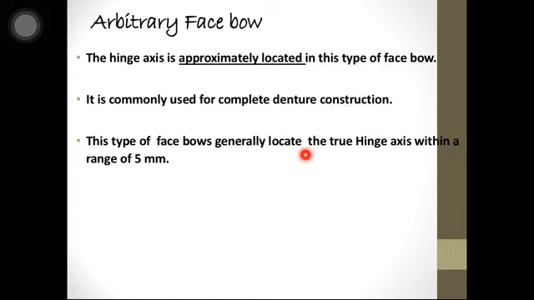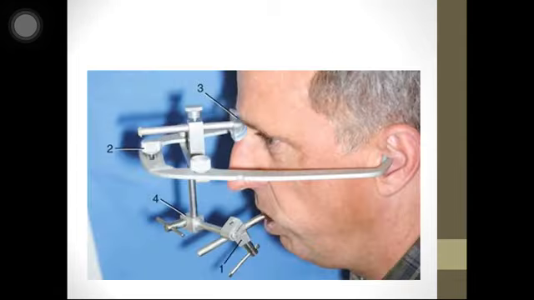This type of face bow generally locates the true hinge axis within a range of 5 millimeters. Most of the time you are under 5 millimeters error of the exact hinge axis of that patient.